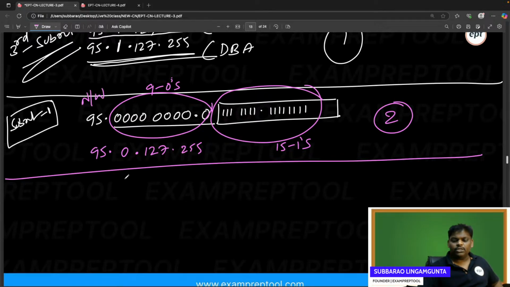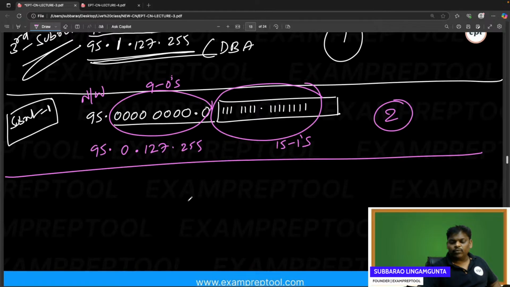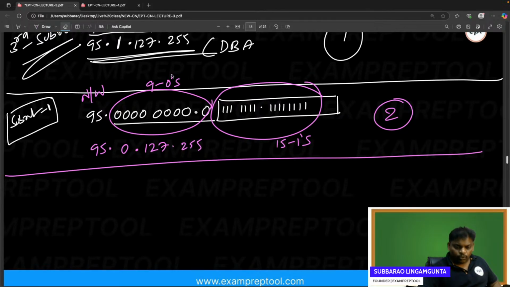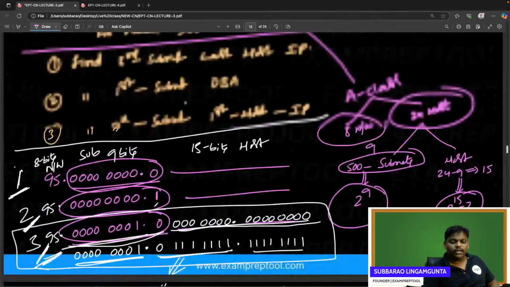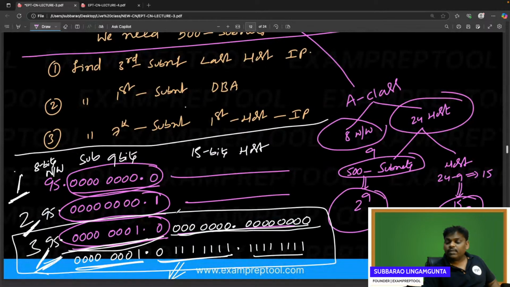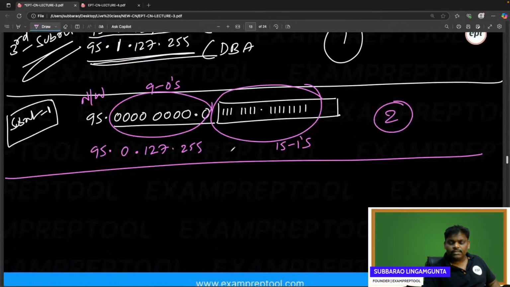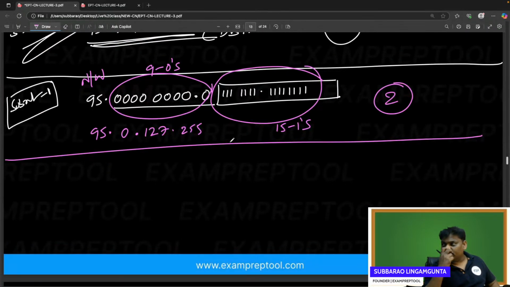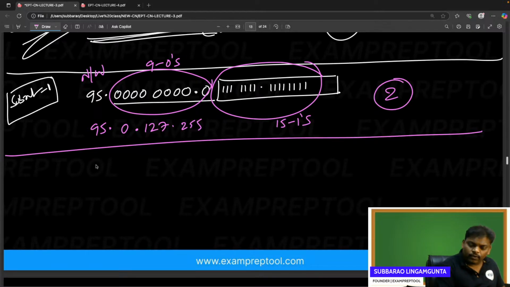Let me know any objection here. So 1 is completed. Let me know if any objection. 9 zeros. I think question number 2 also completed. Let's go to question number 3. 7th subnet first host. Remember, physically 7th subnet. 7th subnet means 6th number. Careful everyone.